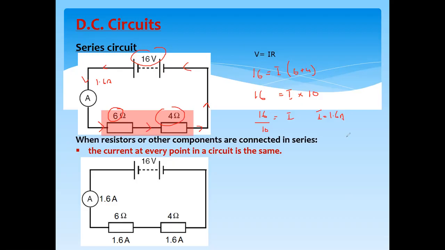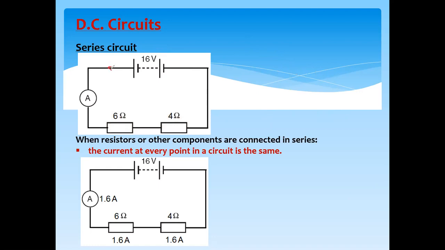And the total current is the same as the total current which is coming out from the battery. So if 1.6 ampere is flowing out from the battery, the same amount of current will flow through the ammeter, the same amount will flow through the 6 ohm, and the same amount will flow through the 4 ohm, and the same amount will return. So the total current entering the circuit is always the same as the total current leaving the circuit.